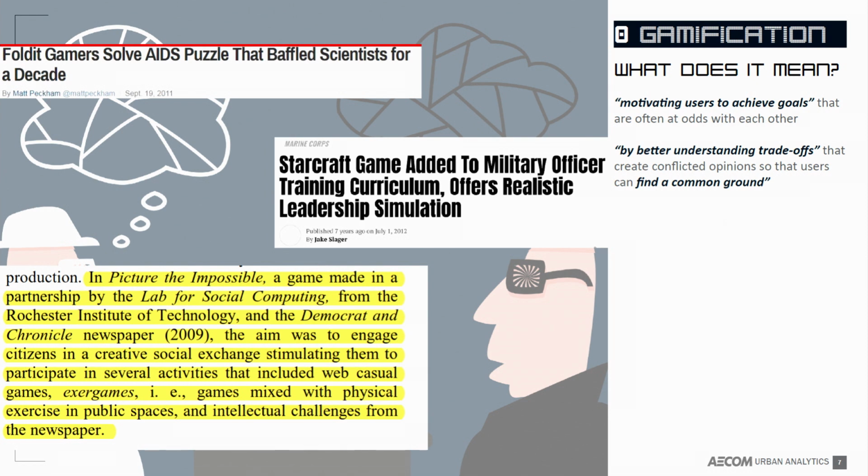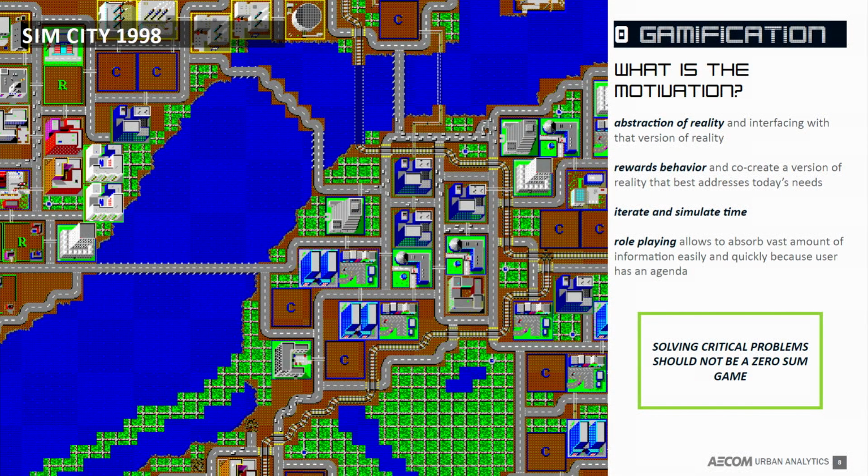The StarCraft game was used, and is currently being used, by military officials to train their staff in leadership qualities. So what is the motivation? Well, much like our friend Dwight, we are talking about abstraction of reality and interfacing with that version of reality. Now, SimCity 1998, probably one of my favorite games growing up. What it did was it rewarded positive behavior. And as we co-create a version of reality, our brains are wired towards creating something where we are rewarded with higher points. And at the same time, we are also iterating and simulating time.